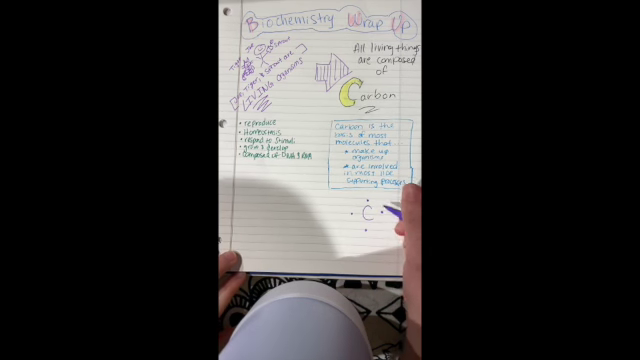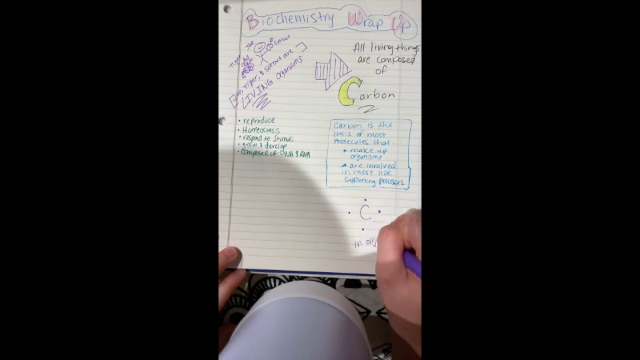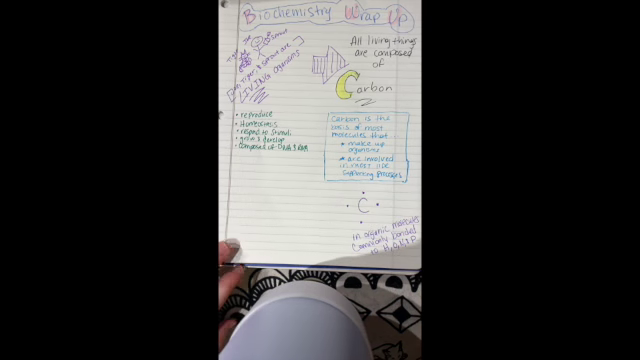And actually, I'm going to add here that in organic molecules, carbon is commonly bonded to the elements of hydrogen, oxygen, nitrogen, and even phosphorus. So just to get a little additional information there.